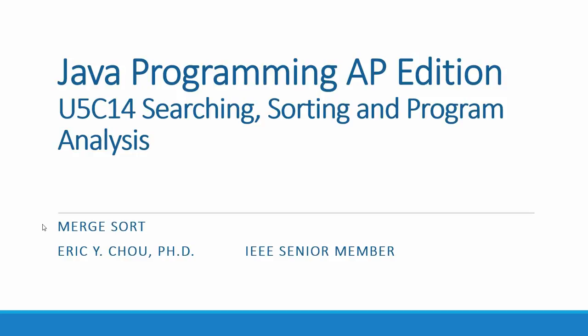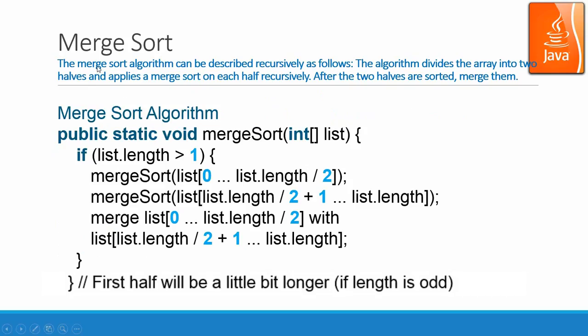Now let's look at MergeSort. MergeSort is one recursive sort. The MergeSort algorithm can be described recursively as follows. The algorithm divides the array into two halves, and then applies a MergeSort on each half recursively. After the two halves are sorted, merge them.